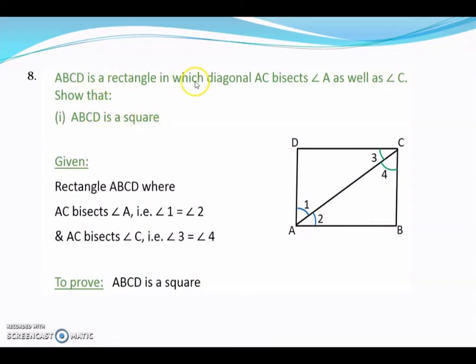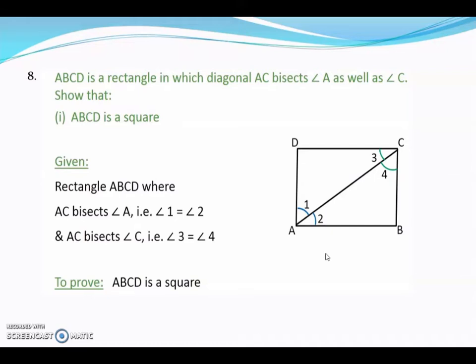ABCD is a rectangle in which diagonal AC bisects angle A as well as angle C. Show that ABCD is a square. So here ABCD is already given as a rectangle and you have to prove using the given conditions that it is a square. So see, first, what is the difference between a square and a rectangle.